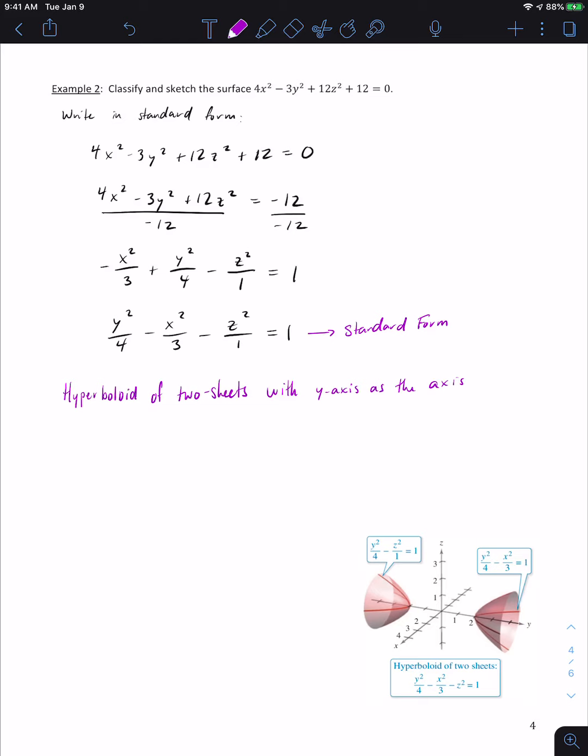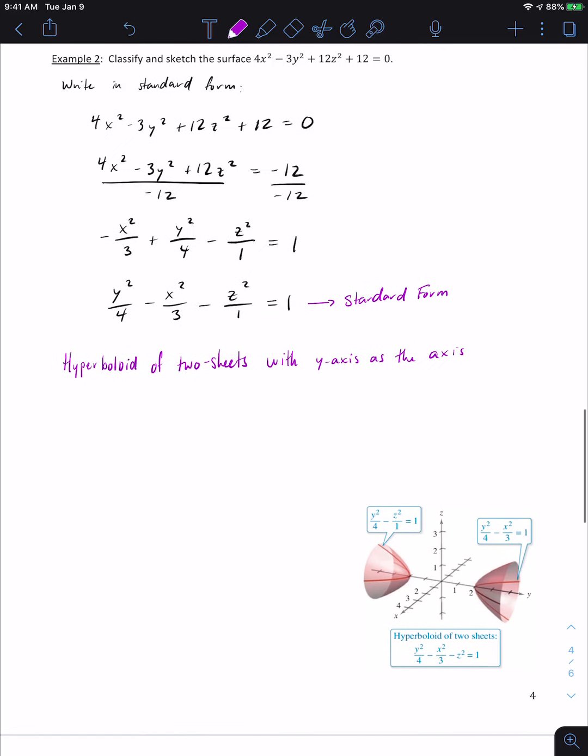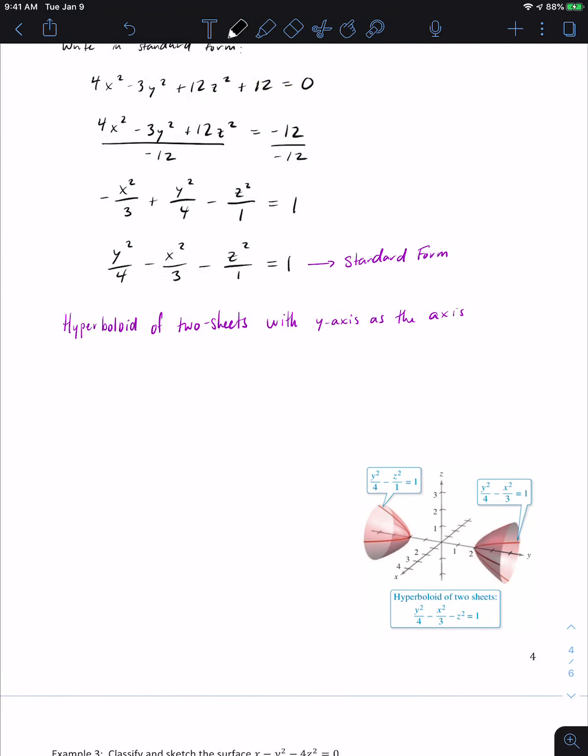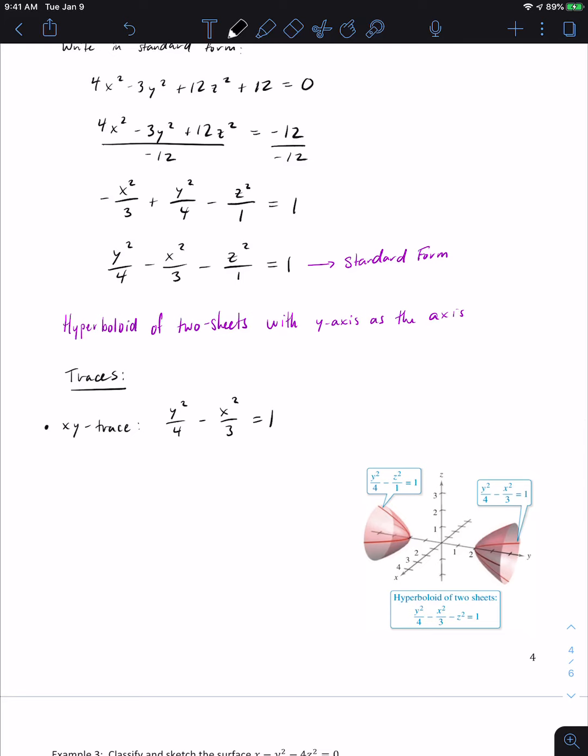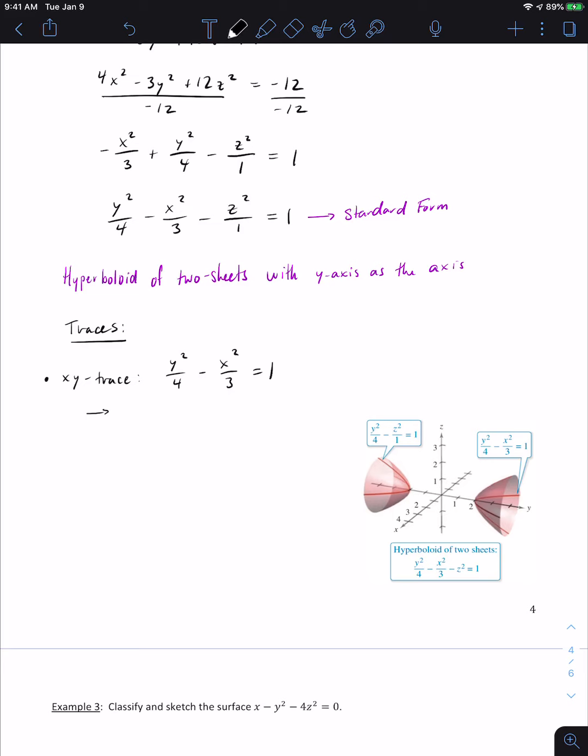Okay. So now what we should do is look at the traces, because that will give us an idea of how to draw this. So let's look at the XY trace. Remember, that's when z is equal to 0. So if z is equal to 0, this ends up looking like y squared over 4 minus x squared over 3 equals 1. And you may not remember, but this is the equation of an ellipse.